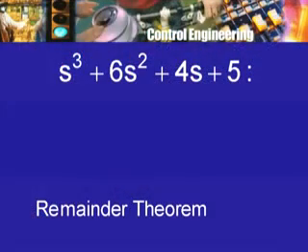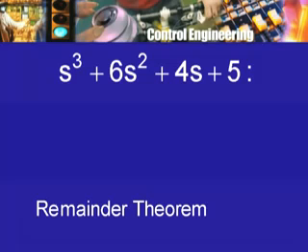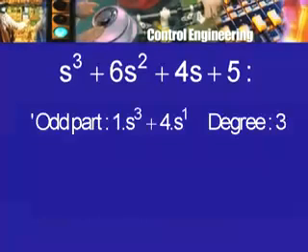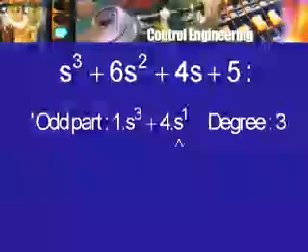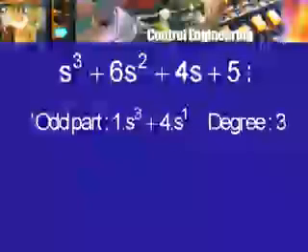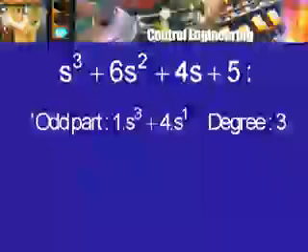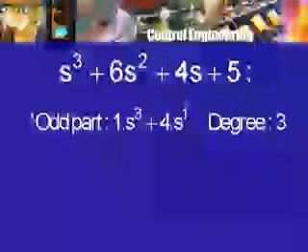Now this polynomial, highest degree term is s cube. S cube is an odd power of s. It is the third power of s. Is there any other odd power of s in the polynomial? Yes, 4s. 4s is a term which has an odd power of s. So think of these two together, s cube plus 4s. S cube is an odd power, s or s to the 1 is an odd power. Of course, they are multiplied by some coefficients, 1 here, 4 here. So this part that we have taken out from the whole polynomial is called the odd part of the given polynomial.